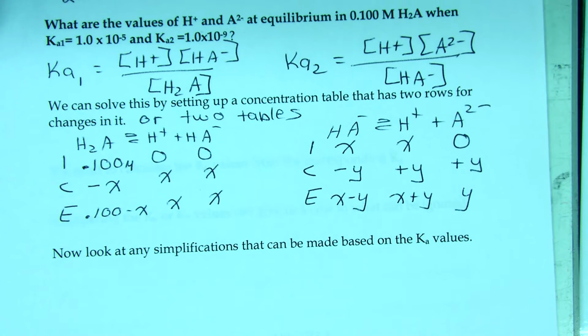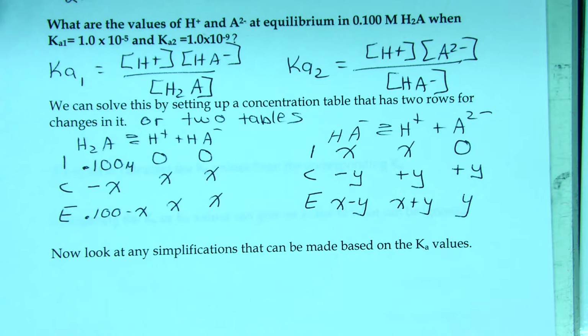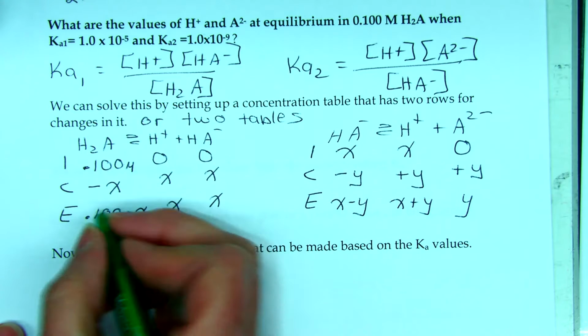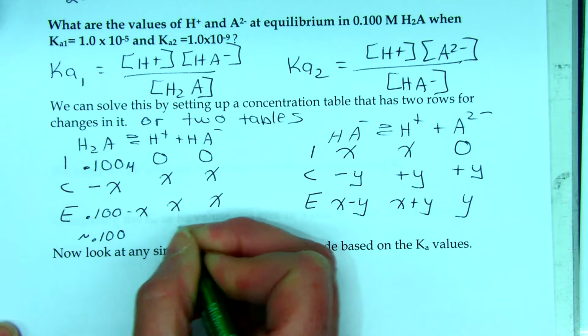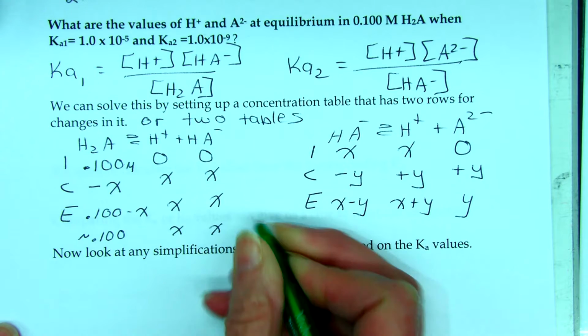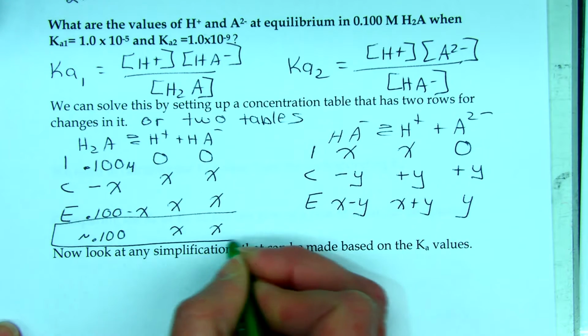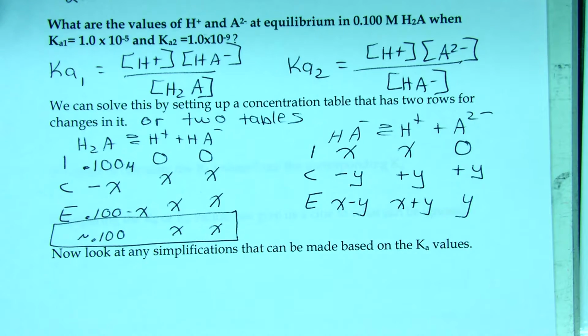The answer is yes. Most of the time we can. So if we look at the Ka values, Ka1 is 1 times 10 to the negative 5th. Is that small enough that we can say X is small compared to my starting concentration? So my H2A concentration is about 0.1, and then I have X and X. And these are my equilibrium concentrations for my first equilibrium.